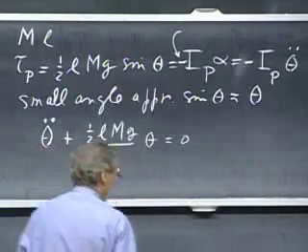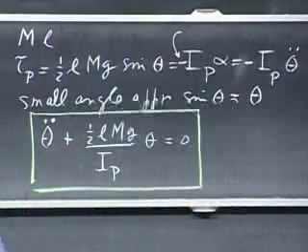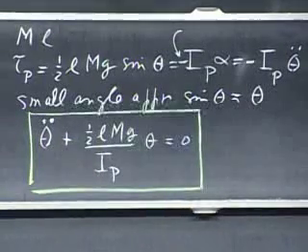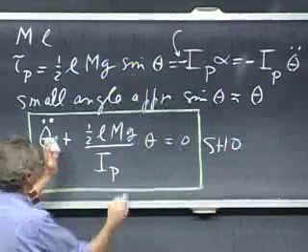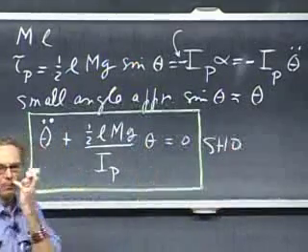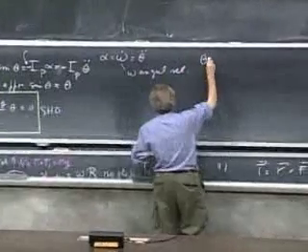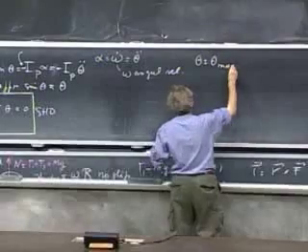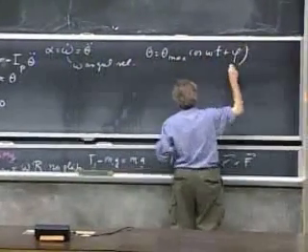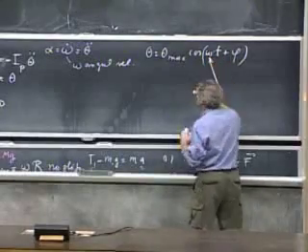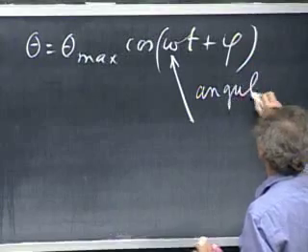Needless to say, I'm happy like a clam at high tide, because I see here an equation which clearly tells me that we have a simple harmonic oscillation. Theta double dot plus a constant times theta is 0. And so we must get as a solution that theta is some maximum angle times the cosine of omega t plus or minus phi. This omega has nothing to do with that omega. This is the angular frequency.